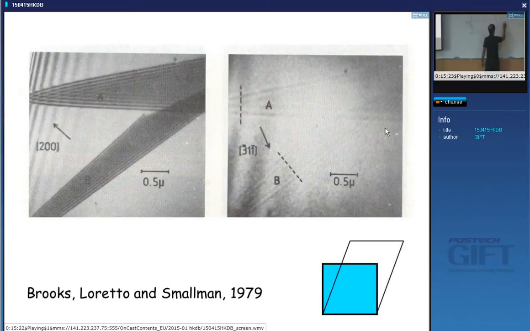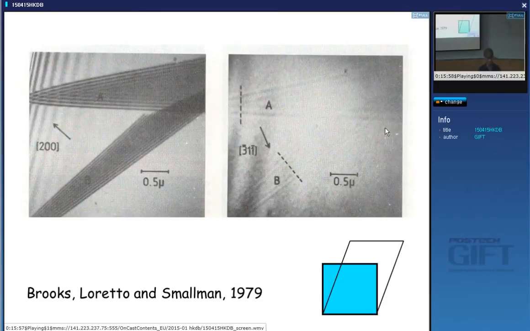So if I use a G vector which is pointing this way, then these planes are not distorted. Okay. These planes here are not distorted. So if I image using a G vector parallel to this, then the dislocation is invisible. And that's the way you determine the Burgers vector. You find invisibility conditions. Yeah? Find two G vectors where the dislocation disappears, and therefore you solve the problem for the Burgers vector.